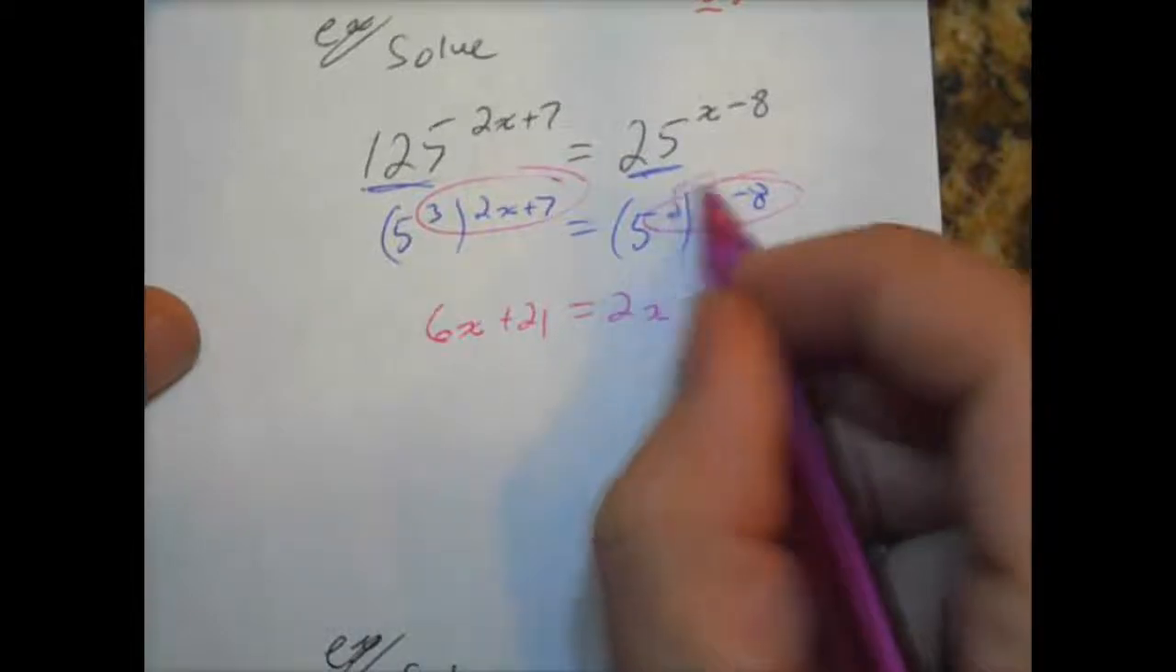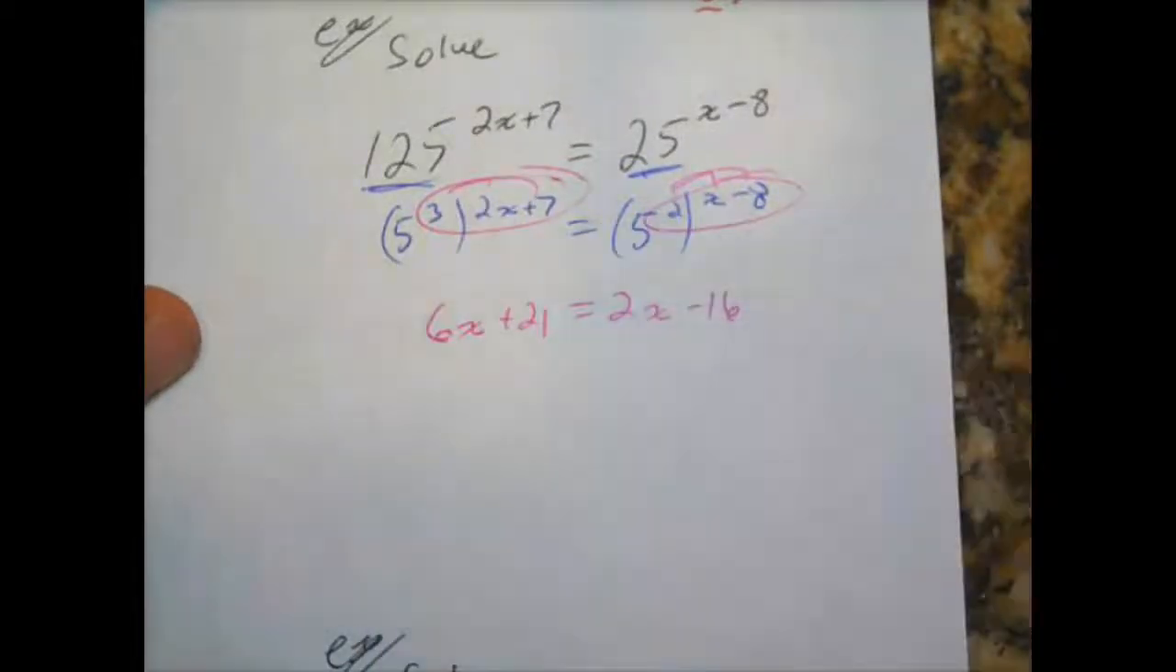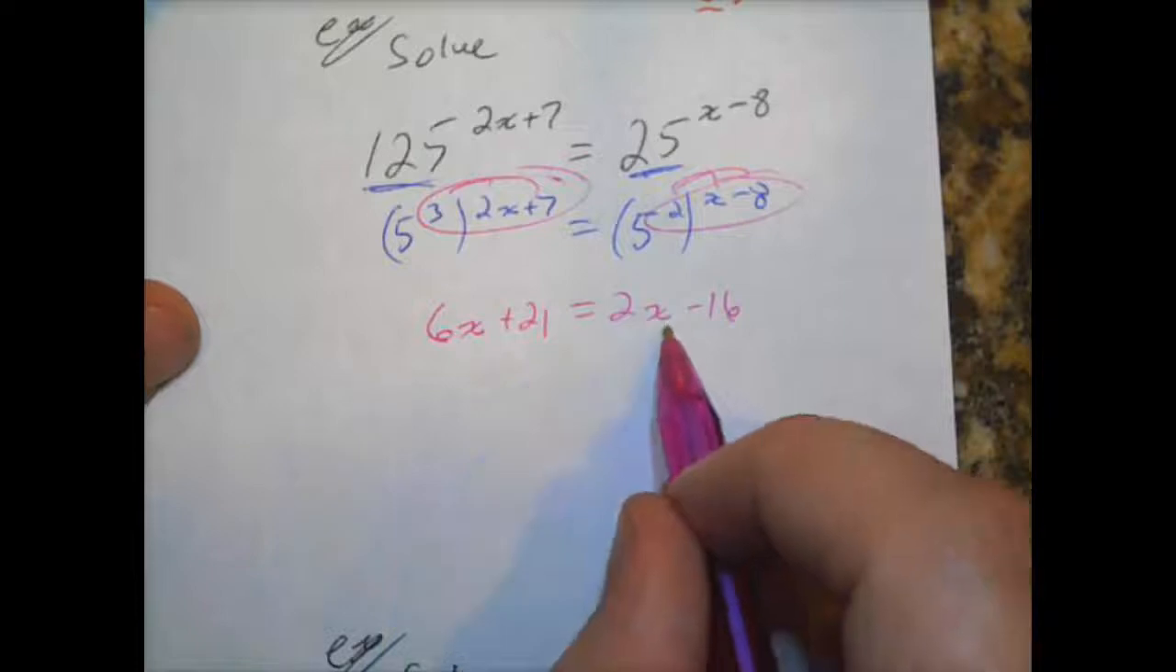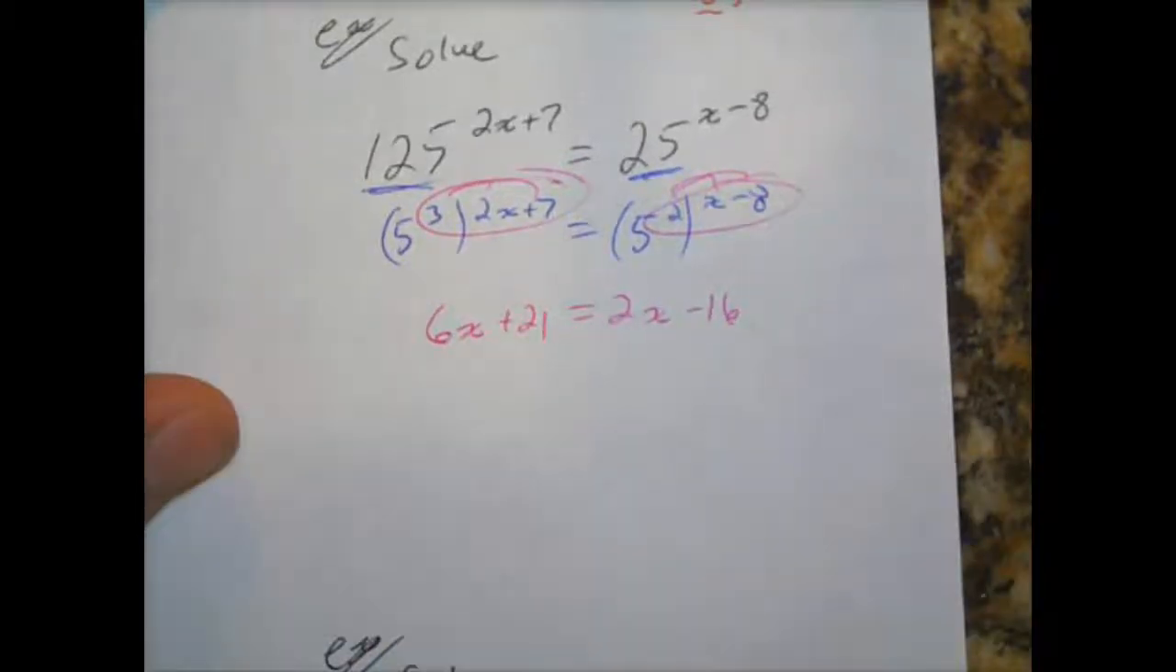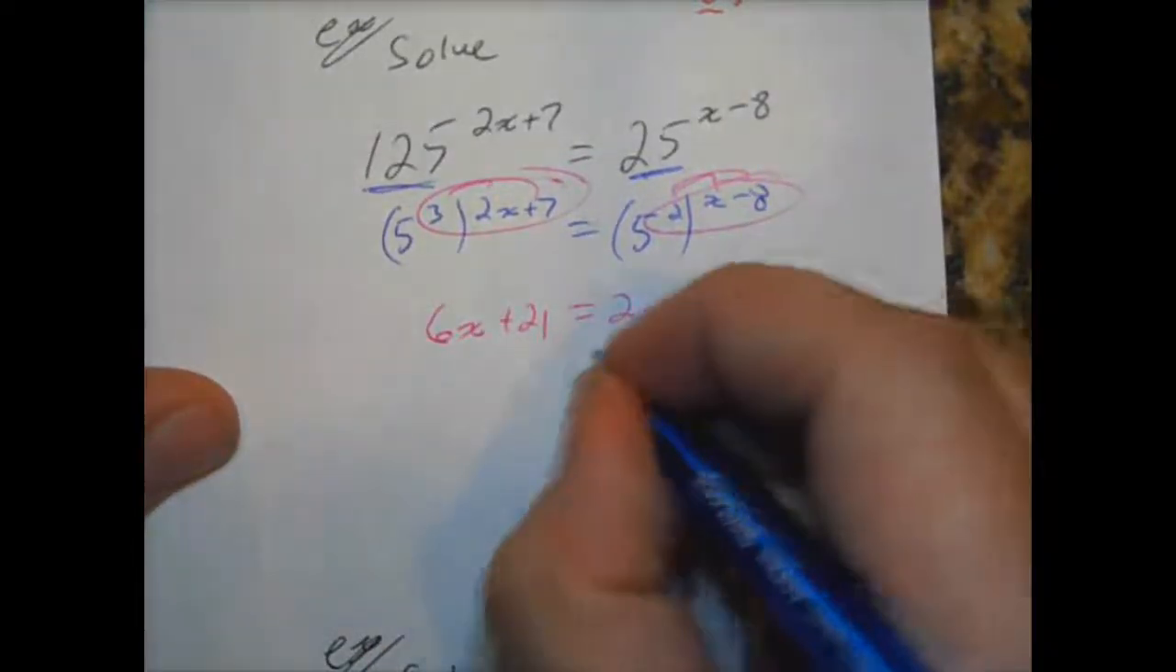So I already multiplied the number in. That's how I'm getting the 6x plus 21 and 2x minus 16. And then combine like terms, because you love combining like terms.